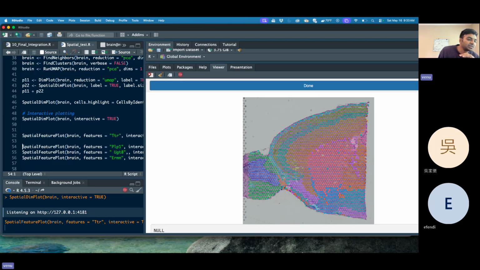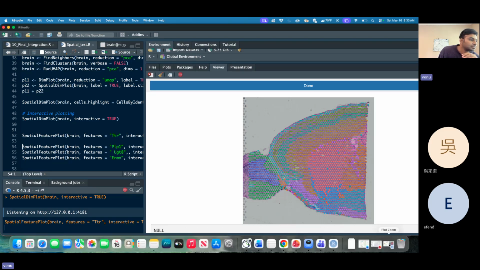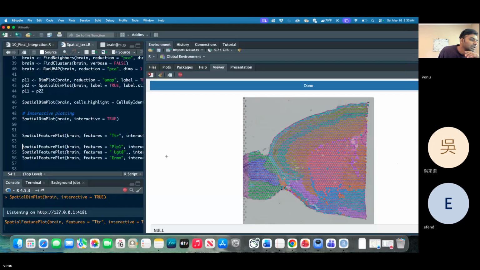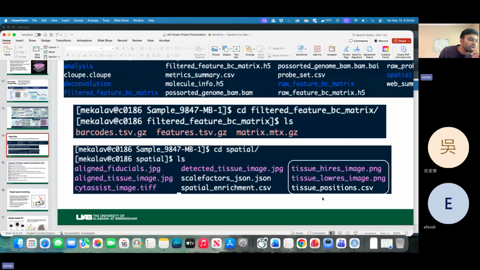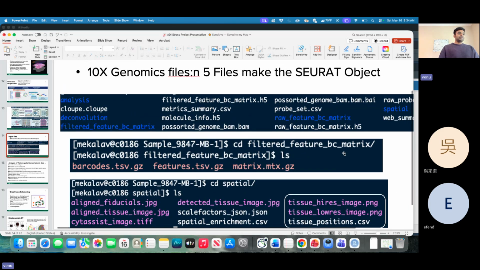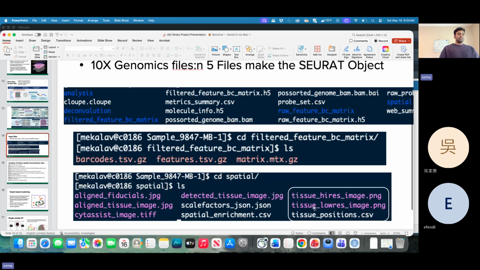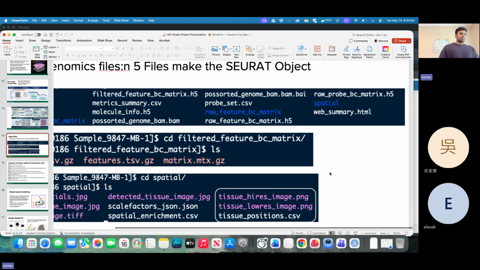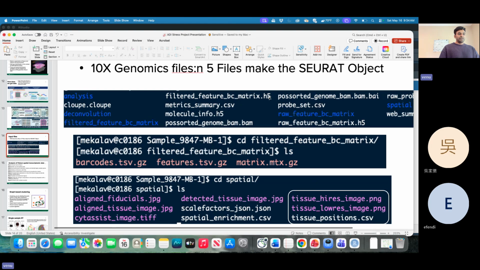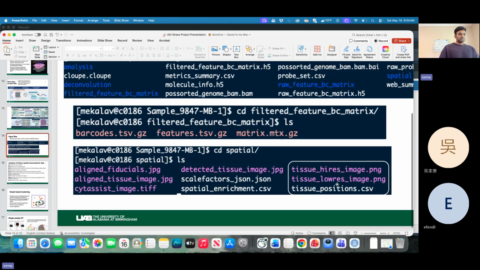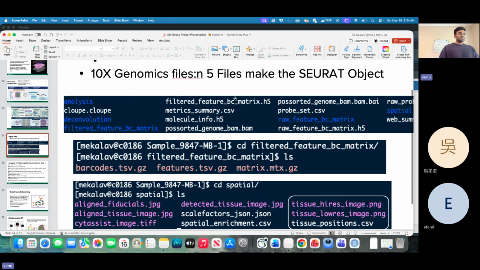That is stored in the tissue position.csv file. So there are two, and these are all the information present separately. We need to upload these separately and look into them. But all the information is present in the filtered feature BC matrix H5 file. So all these three plus these two are present in a single file format.